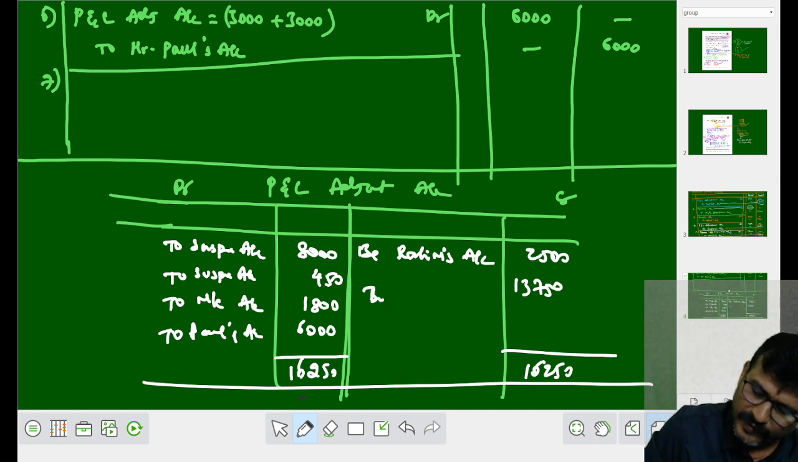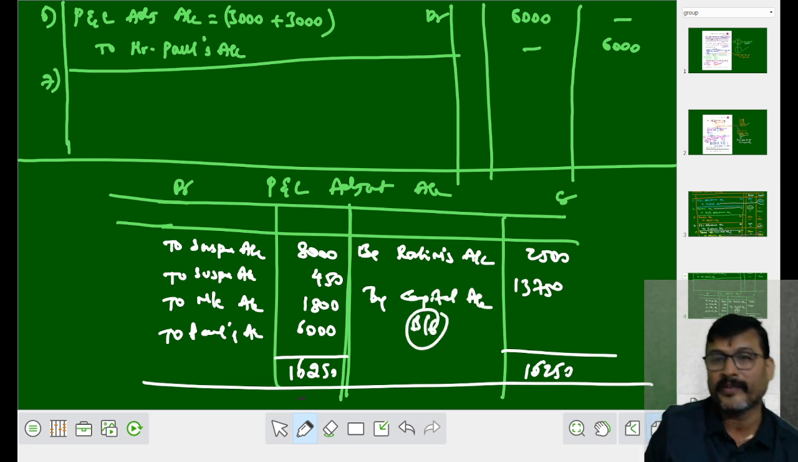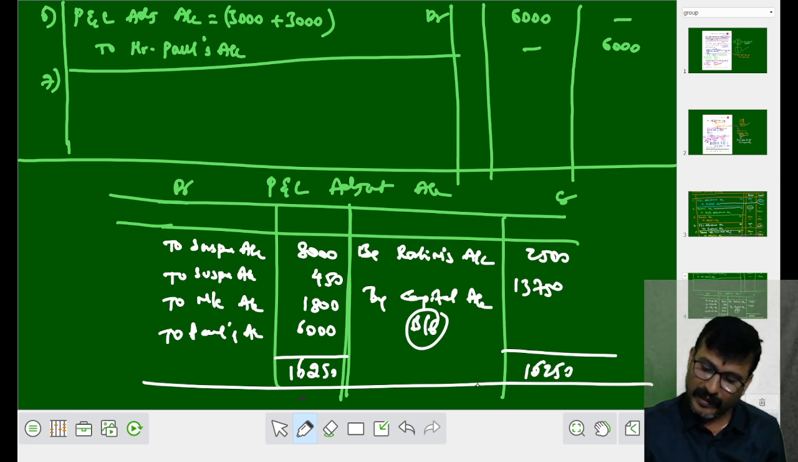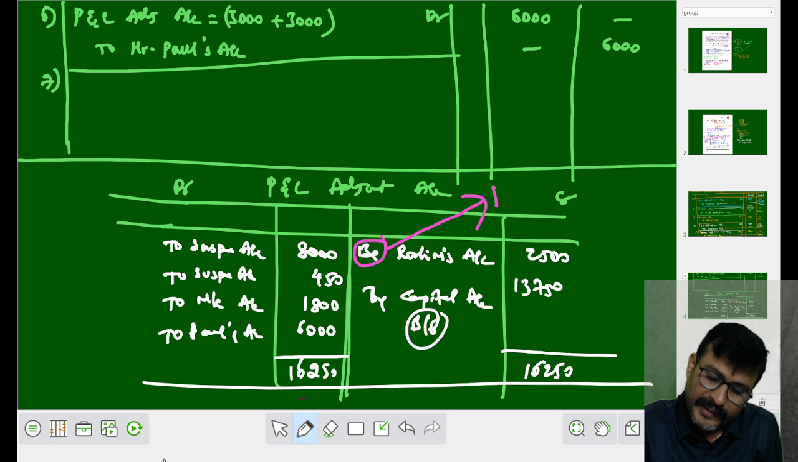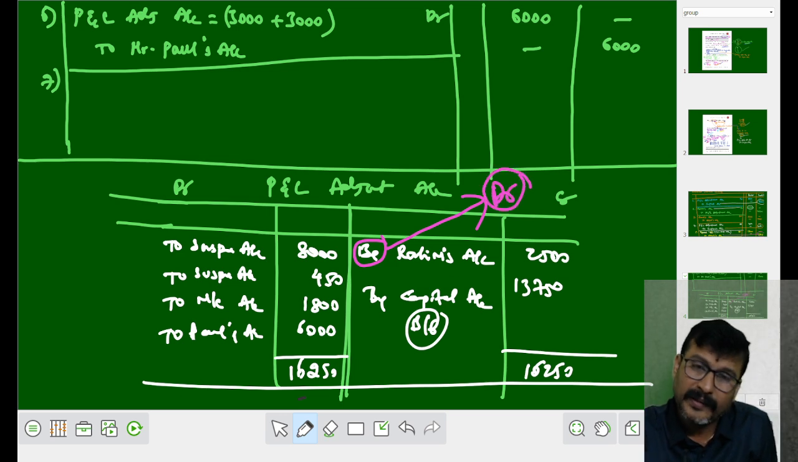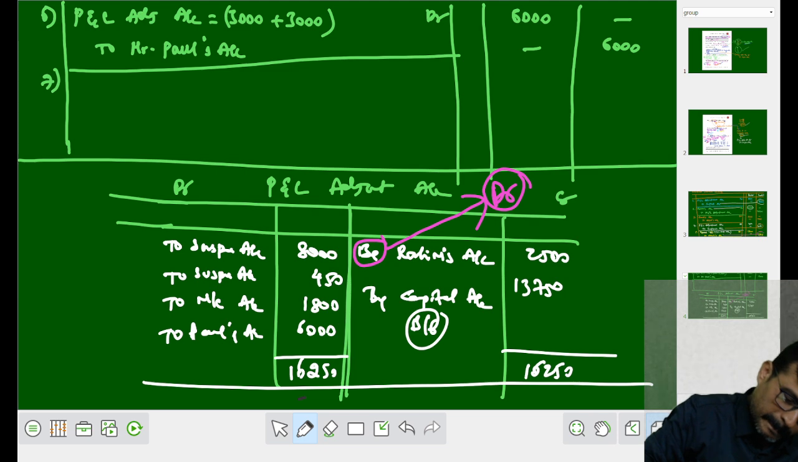It is to be transferred to where? It is to be transferred to capital account as a balancing figure. Since capital account is on the credit side of ledger, it goes to what side? It goes to debit side of journal. When it comes to debit side of journal, the entry is what?